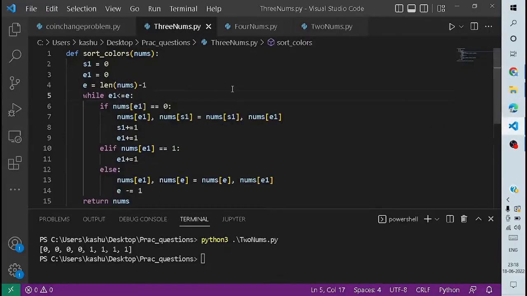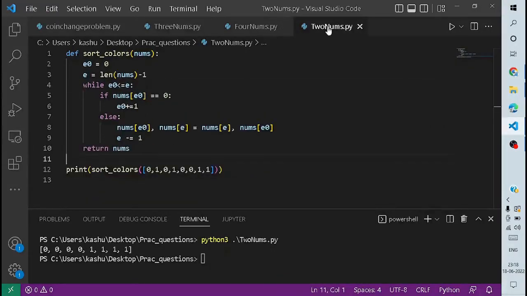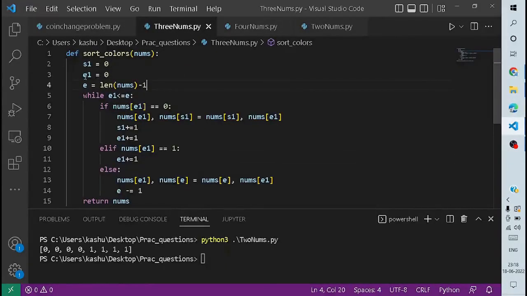So we have this. It is similar to this thing, right? What we'll just do is, for three numbers, we need two boundaries, the starting of one and the end of one. And this points to the end of the array.